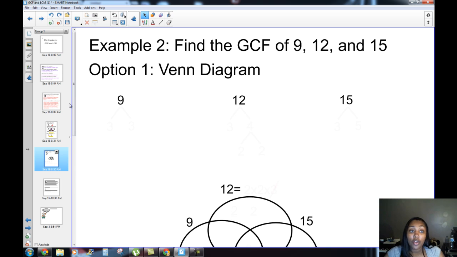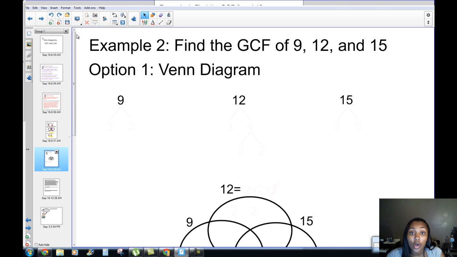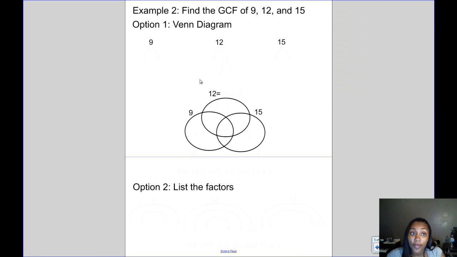You can also find the greatest common factor for 3 numbers. So right now we have these 3 numbers that we want to find the greatest common factor for, which would be 9, 12, and 15. So again, what we want to do is we want to use the Venn diagram option to find the greatest common factor. So I'm going to do a factor tree for 12, 15, and for 9.